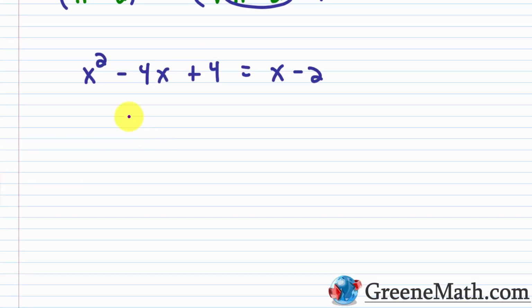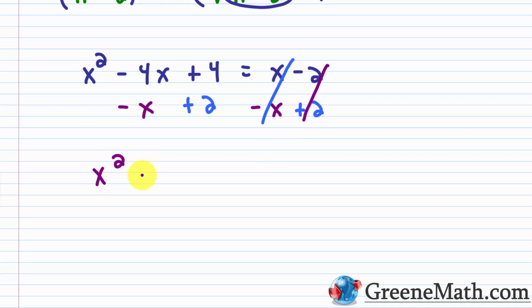So now I want to solve this guy. Let's go ahead and clean it up. Let's subtract x away from each side of the equation, and that's going to cancel. Let's add 2 to both sides of the equation, and that's going to cancel. So on the right, I know I'm going to have 0. On the left, I'm going to have x squared minus 5x, since negative 4x minus x is negative 5x, and then plus 4 plus 2 is 6. Okay, so this is equal to 0.